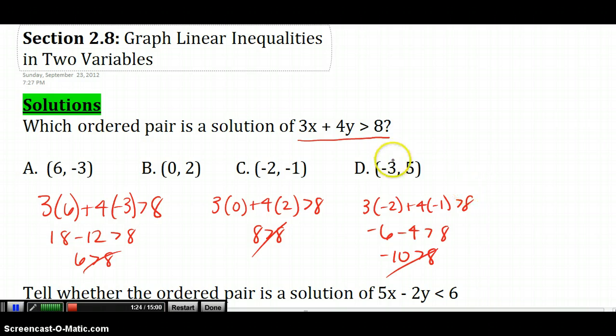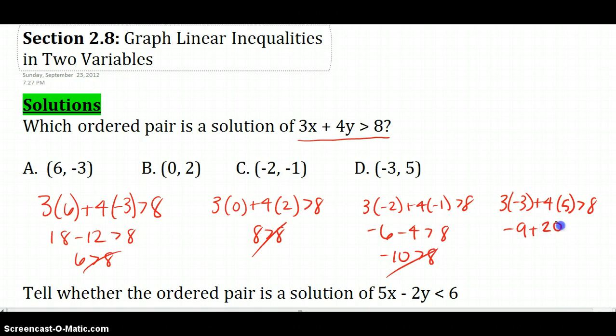So let's hope this last one, D, negative 3, 5, works out for us. And it does. 11 is greater than 8, so this is a solution. So D is the correct answer. Since it gave us a true statement, 11 is greater than 8, that's true, then D is the solution.